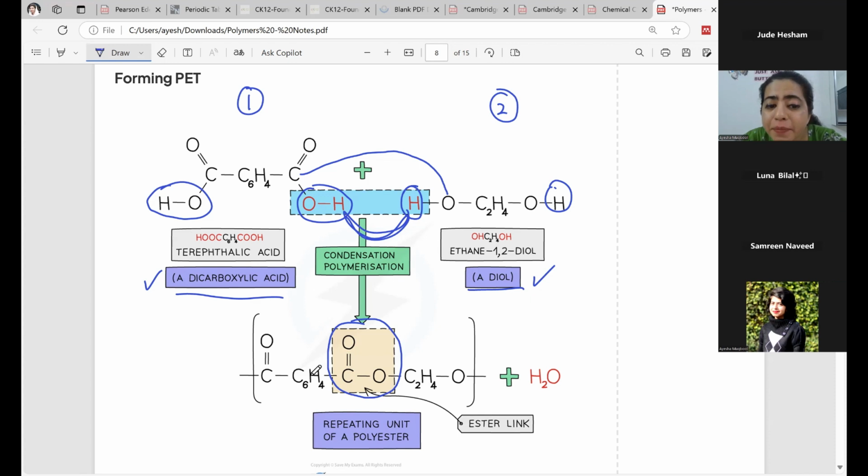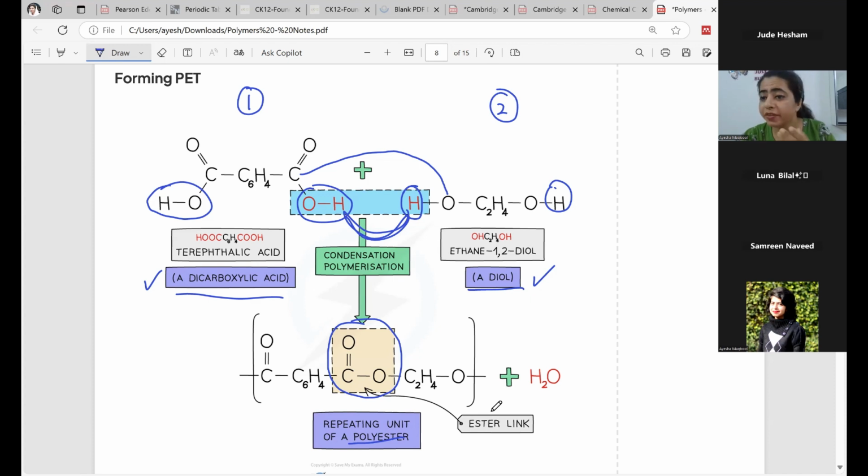Ester is something having C double bond O and O at the center, with both sides having carbon groups. So yes, we got an ester bond at the center. We got an ester group over here. So just add the word poly with it. This means this is going to be a polyester polymer. And this group over here is the ester link or ester functional group.